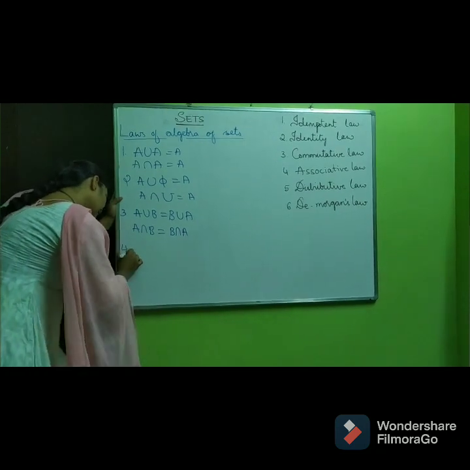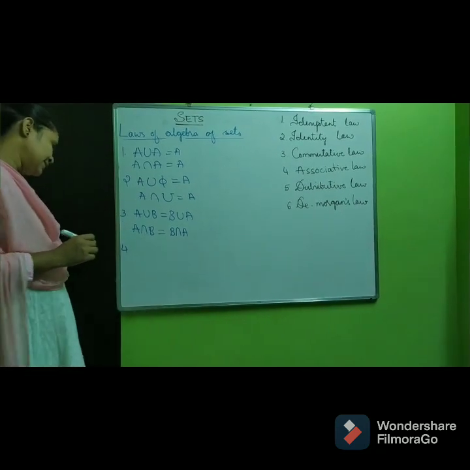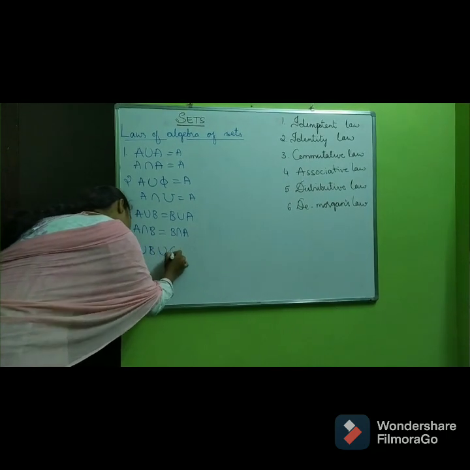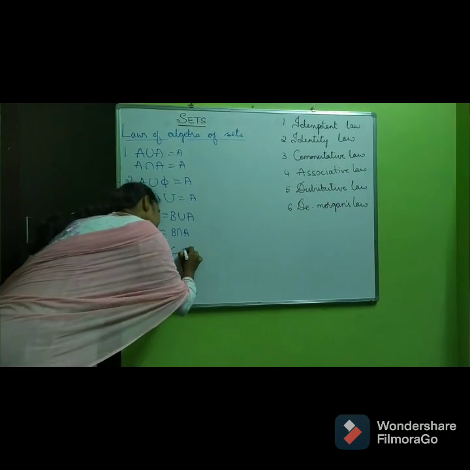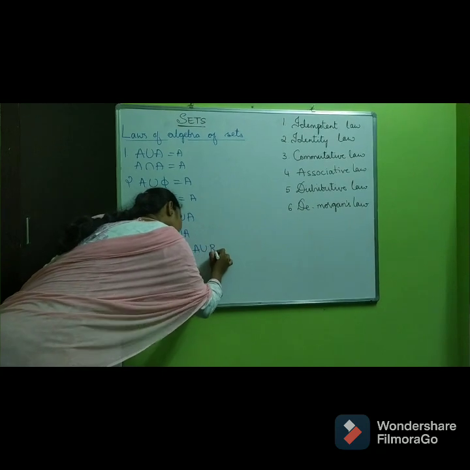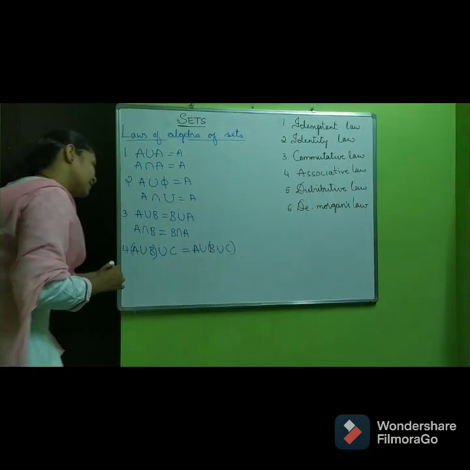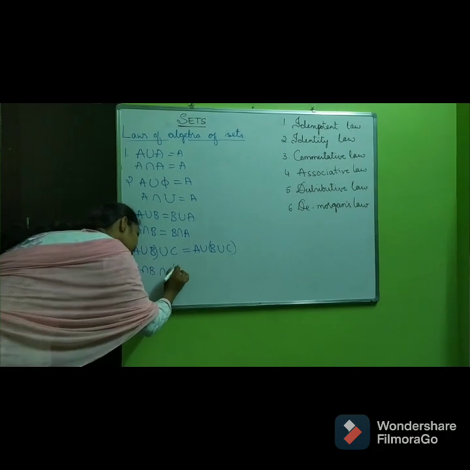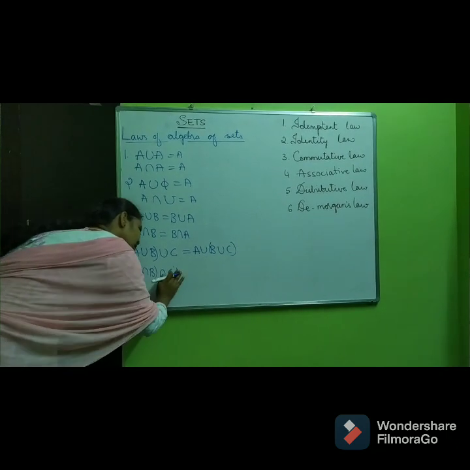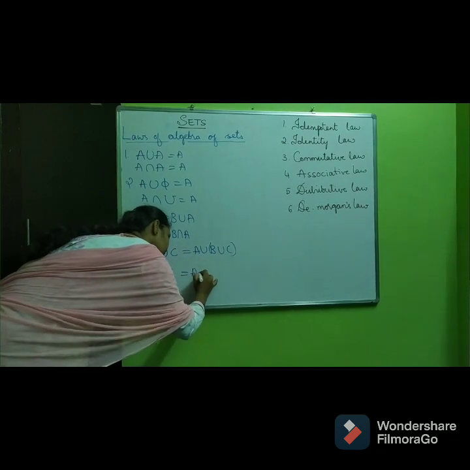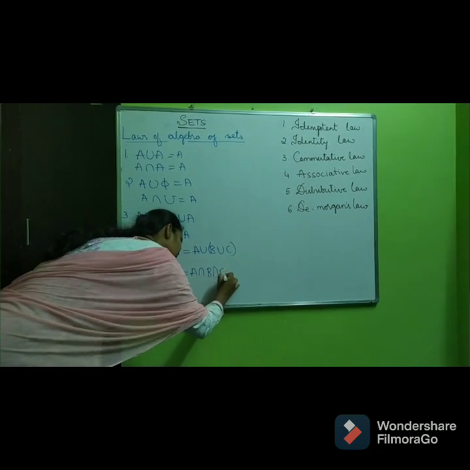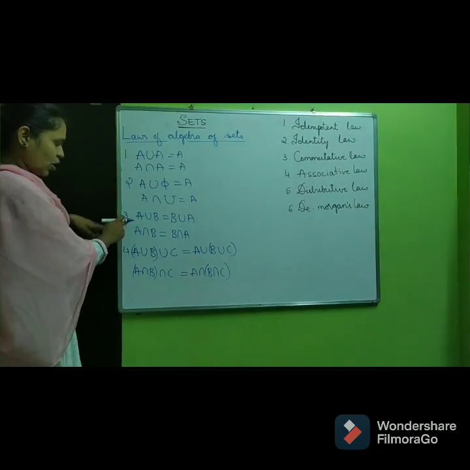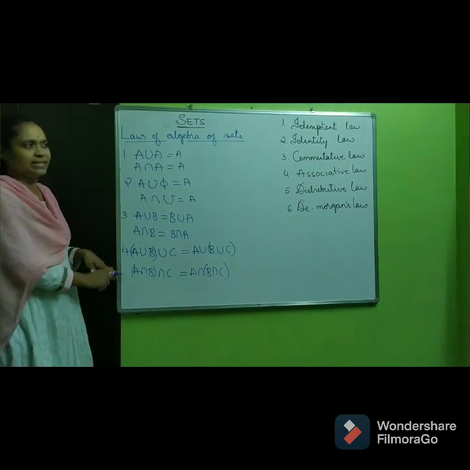Associative law goes like this. A union (B union C) is equal to (A union B) union C. And A intersection (B intersection C) is equal to (A intersection B) intersection C. This is commutative law and this is associative law.